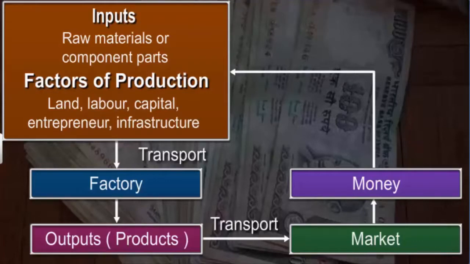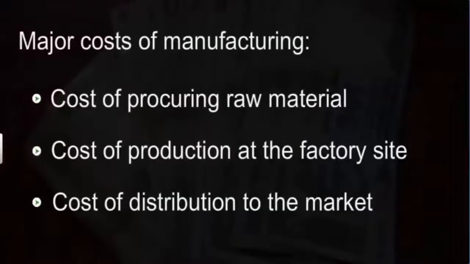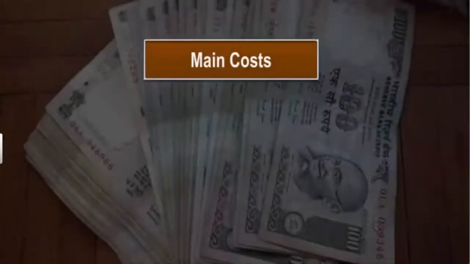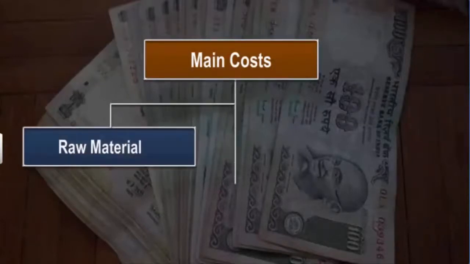The key factor influencing all decisions about setting up a manufacturing industry, including its location, is the cost. If you can keep your costs low, you can make more profit. The main costs in a manufacturing industry are for procuring raw material, producing goods, and distributing finished goods in the market.